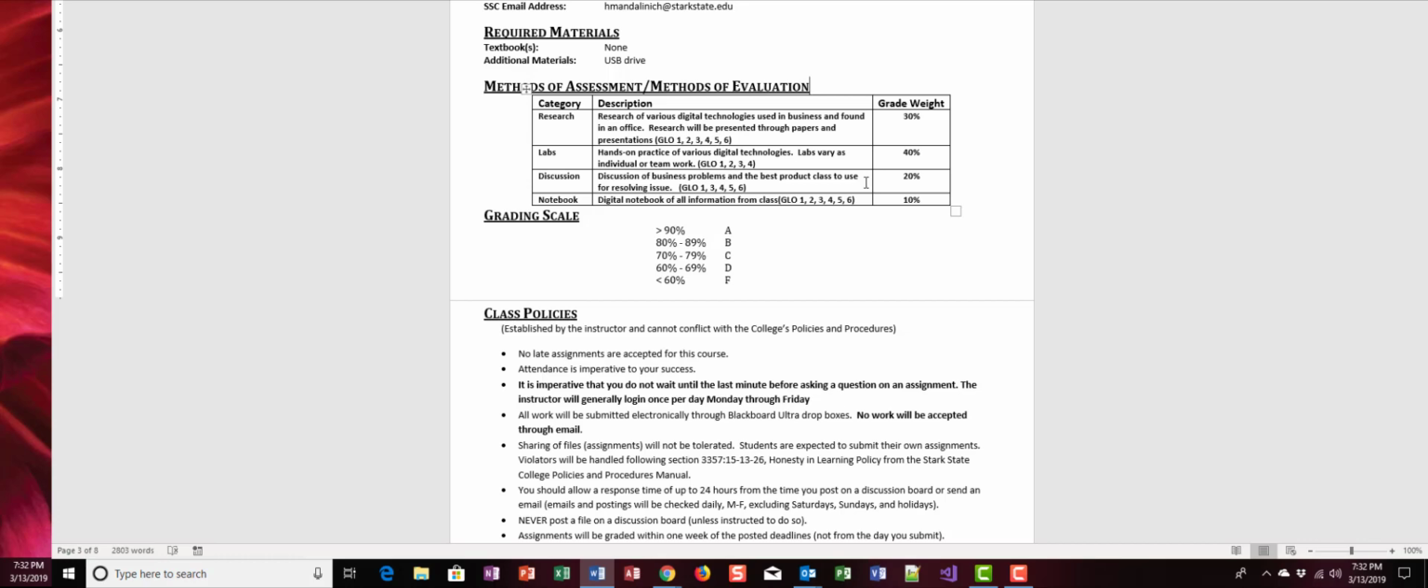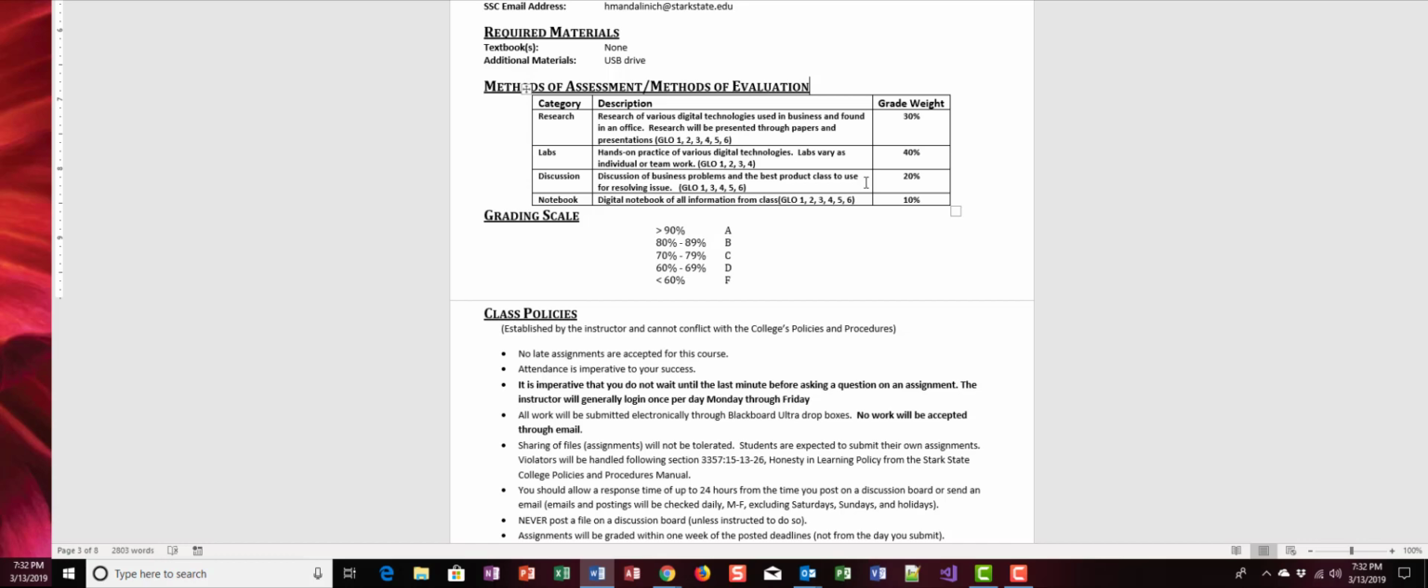And labs, hands-on practice of various digital technologies. Labs vary as individual or teamwork. Discussion of business problems and the best product class to use for resolving issues. And a notebook, the digital notebook of all information from class.